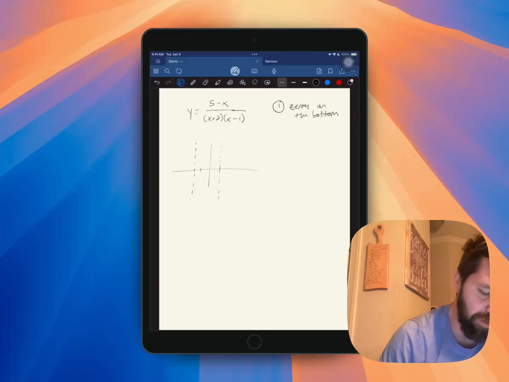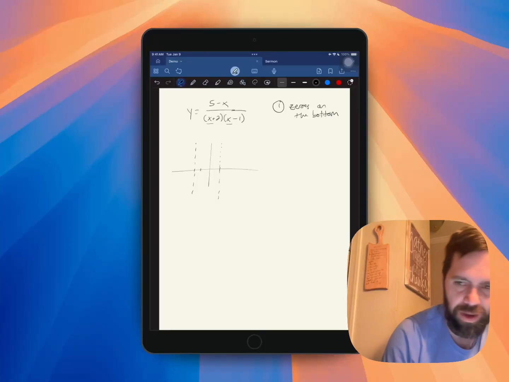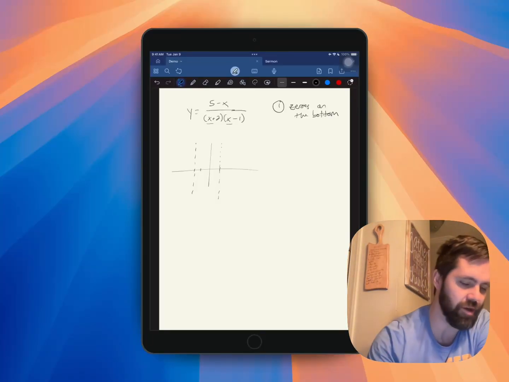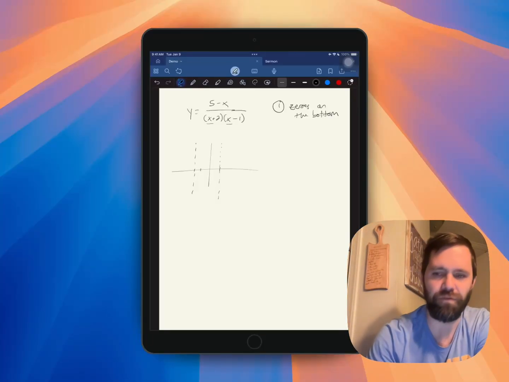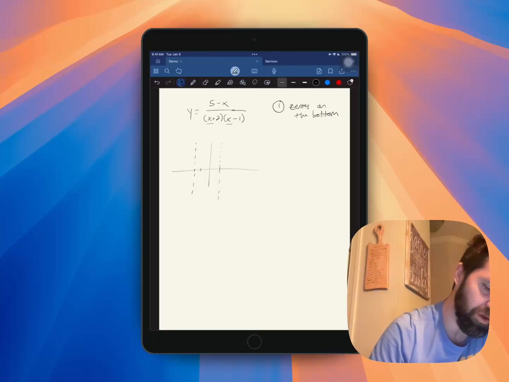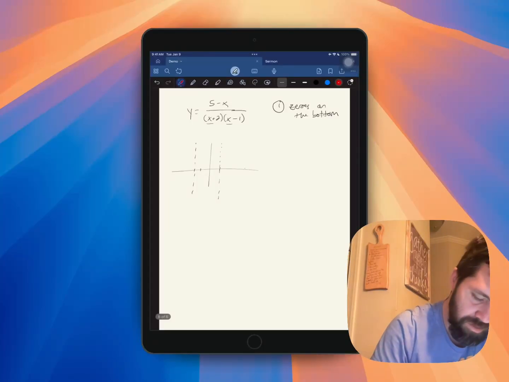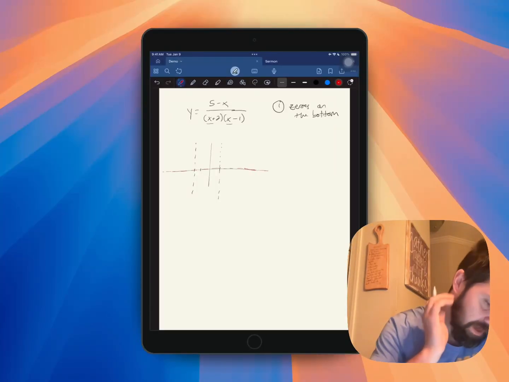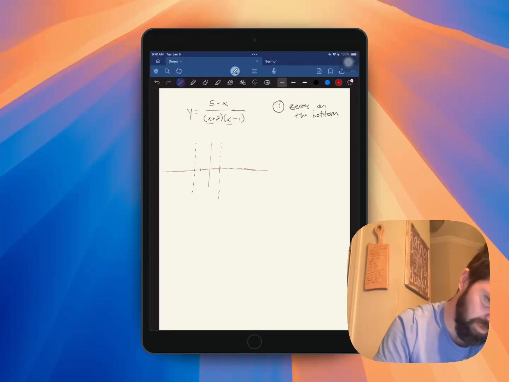Now, when you think about the long-term behavior, if you see there are 2 x's on the bottom and only 1 up top, power-wise, that's going to go to 0 because the bottom's going to grow so fast that it just flattens out. And so our asymptotes are going to be this line and these two vertical ones.